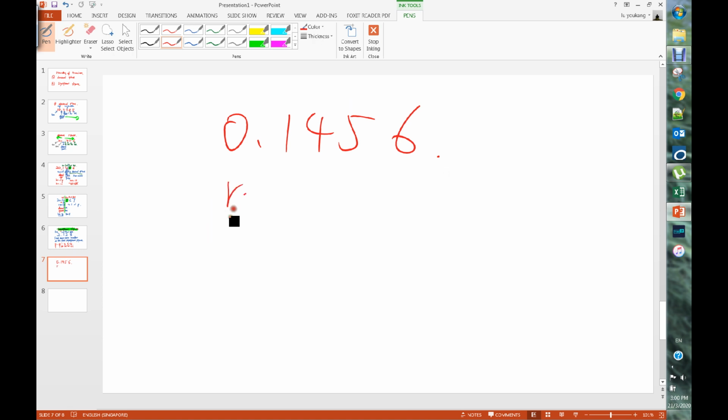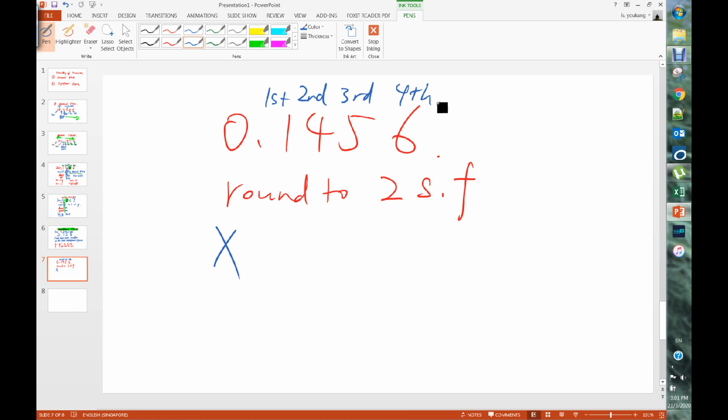Okay? Round to two significant figures. So when you round to two significant figures, that means I need to stop at the second significant figure. But before I do that, I need to identify the first significant figure. This is not my first significant figure because it's just a 0. The first significant is a non-zero number, right? So this is my first, this is my second, this is my third, and this is my fourth. I want to round to two significant figures, right? That means I stop at 2.